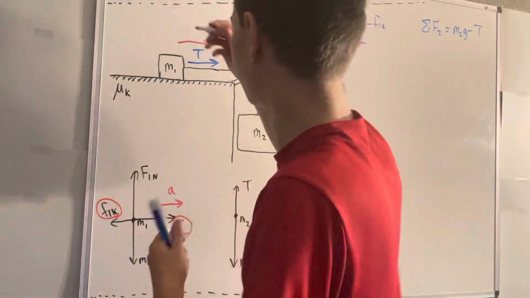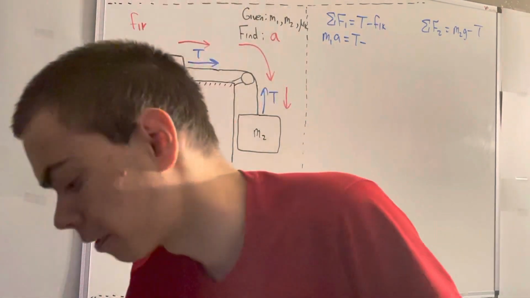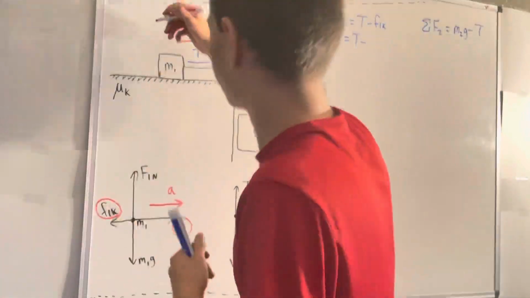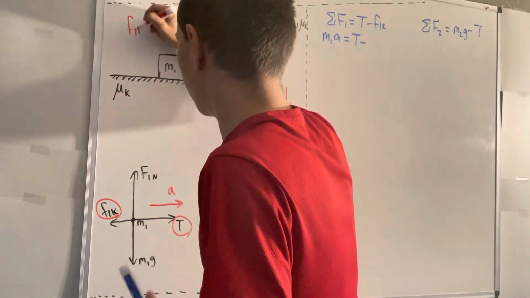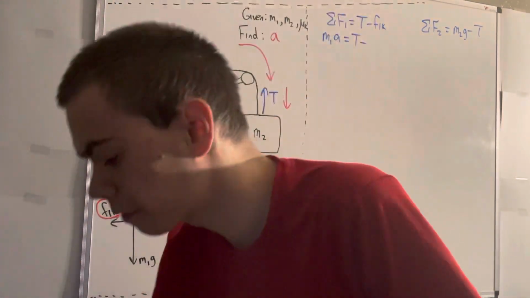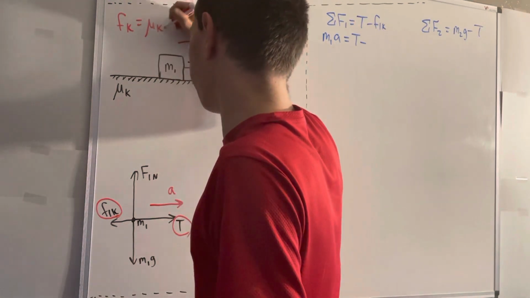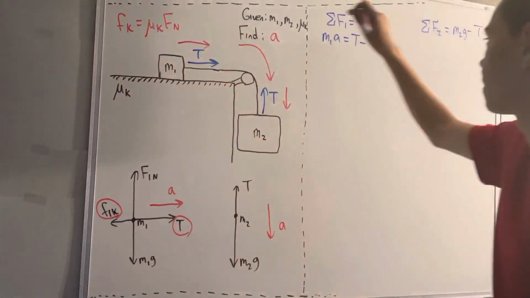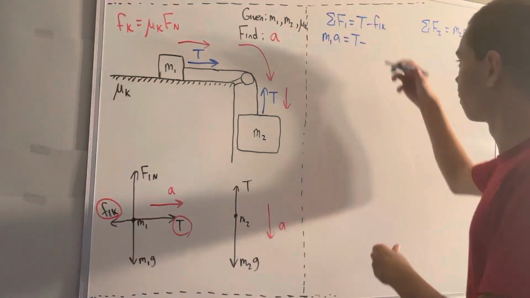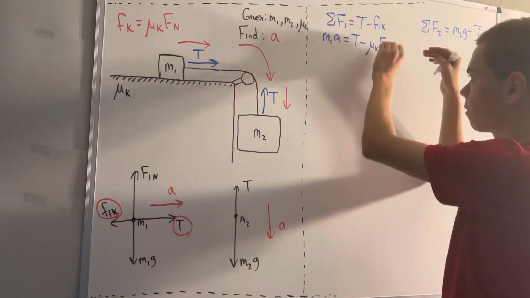Kinetic friction in general. I'm just trying to write FK. Kinetic friction in general is just mu K Fn, and so we can use this idea to write what that is. It's just mu K F1N. That would be kinetic friction.